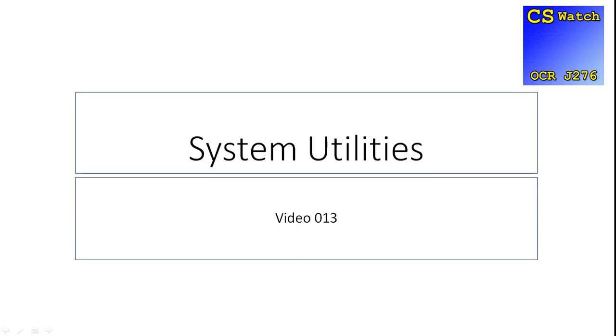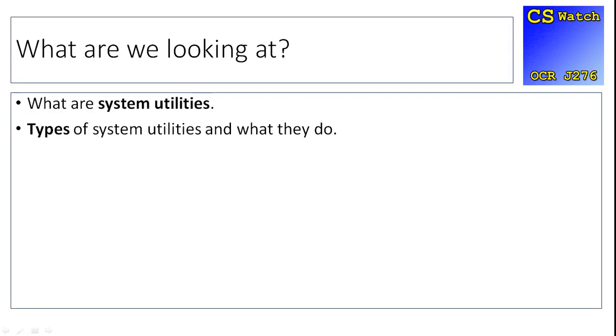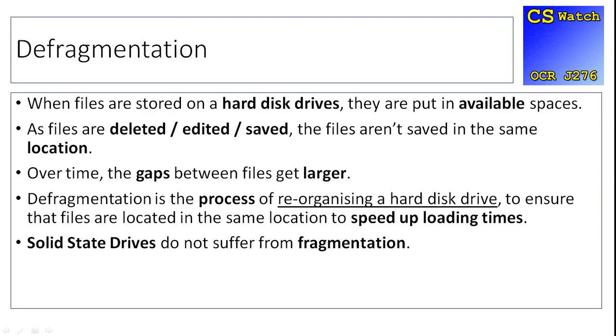Hello there and welcome to this CSWatch OCR J276 video about system utilities. In this video we're going to be looking at what system utilities are, types of system utilities and what they do. So the first type of utility software we're going to be looking at is defragmentation.